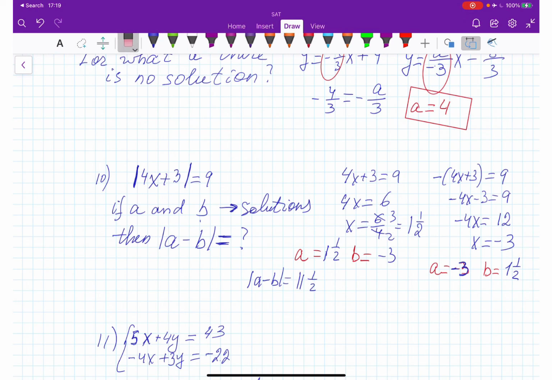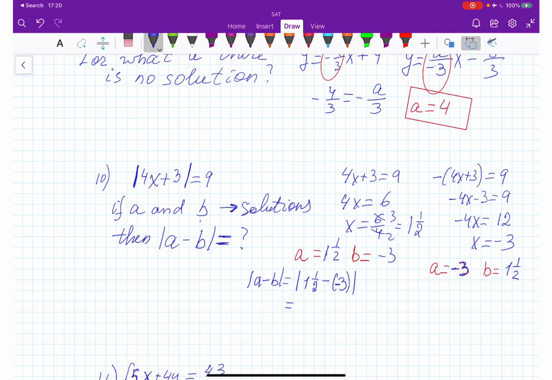Okay, doesn't look good. One more time. 1 and 1/2 minus negative 3. Yes, it is going to be 1 and 1/2 plus 3, which is going to be 4 and 1/2. So A minus B is equal to 4 and 1/2.